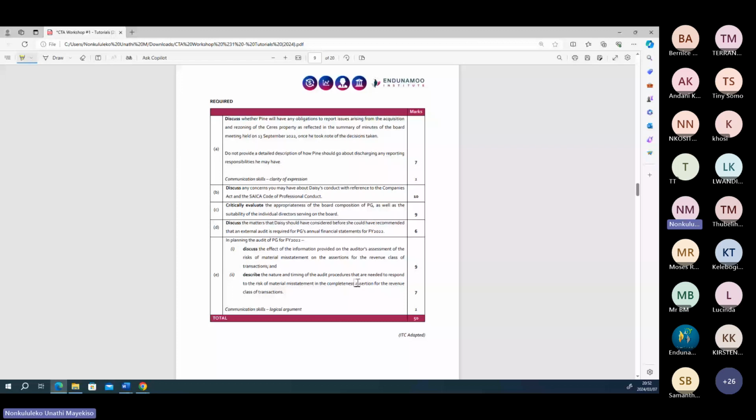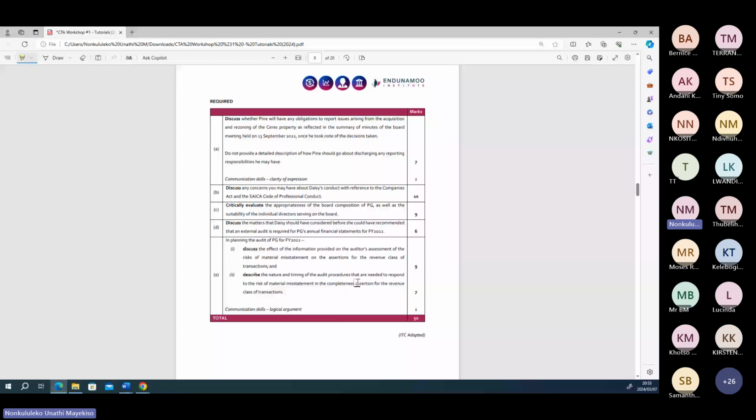What does nature mean? Nature will be referring to the types of procedures that will be performed. Yeah, so when it comes to that, the type of testing, remember yesterday we spoke about it, we said you can either test controls or you can test substantively, right?